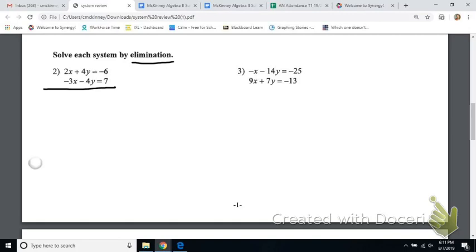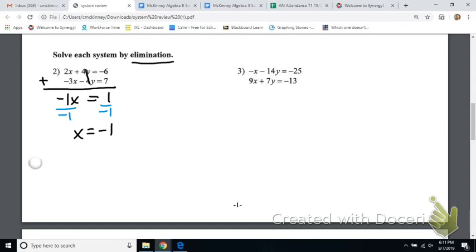So we're ready to add these two lines together. Keep in mind I say add, but you have to pay attention to sign number rules. So 2x and negative 3x, negative 1x, or just negative x. Y's would eliminate. Negative 6 and 7 makes 1. Then we're going to divide by negative 1, and x will be equal to negative 1.